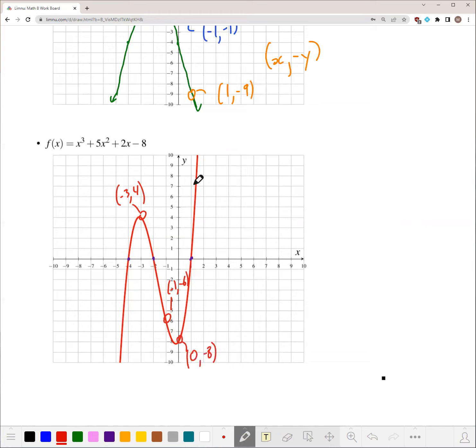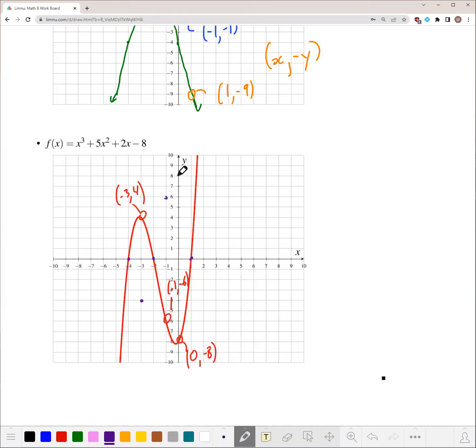And then there are no other points in here, but that's more than enough to work with because what I'm going to do is take this and replace y with negative y. So instead of positive 4, I'll get negative 4. So I'm going to go to negative 3, negative 4, and draw my point here. Okay. Next point is negative 1, negative 6. So I'm going to go to negative 1, positive 6, and draw that.